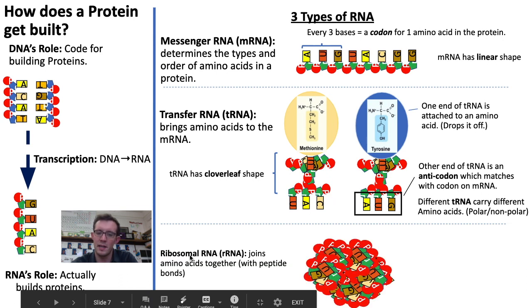The last type of RNA is called ribosomal RNA. As you can see from this coiled up jumble of nucleotides, rRNA coils around some proteins and actually forms the ribosome. So the ribosome is made of rRNA coiled around proteins. The job of the ribosome, or the job of rRNA, is to bond the amino acids together after the transfer RNA delivers them.